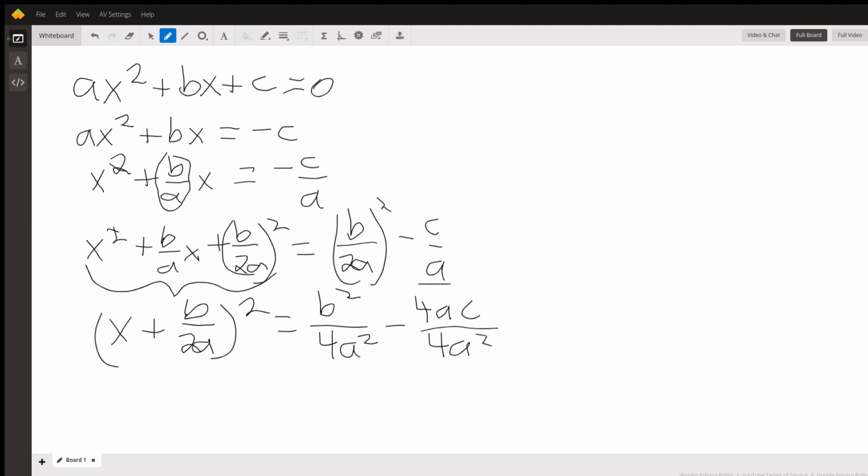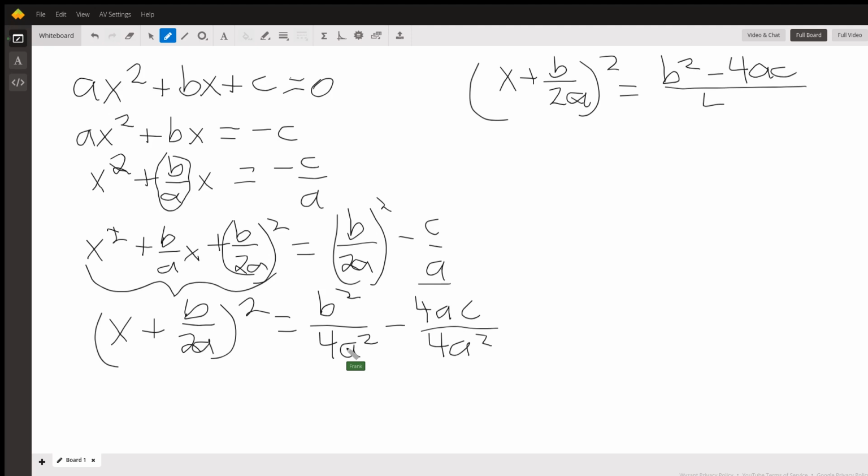So now I'll rewrite the right side. I've got x plus b over 2a squared equals b squared minus 4ac, all divided by 4a squared. It's starting to look like what? The quadratic formula. They were over the same denominator. And now I'll square root both sides. The square root of x plus b over 2a squared is just x plus b over 2a equals plus or minus, because I took the square root of both sides, the square root of b squared minus 4ac.